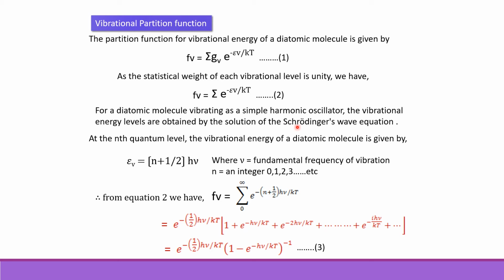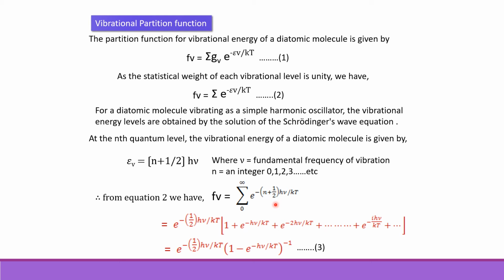For a diatomic molecule vibrating as a simple harmonic oscillator, the vibrational energy levels are obtained by the solution of the Schrodinger wave equation. And at the nth quantum level, the vibrational energy of a diatomic molecule is given by epsilon v equal to n plus half into h nu, where nu is the fundamental frequency of vibration and n is an integer having values 0, 1, 2, 3, etc. Therefore, from equation 2, Fv is equal to summation e raised to the power, substituting epsilon v by n plus half h nu.